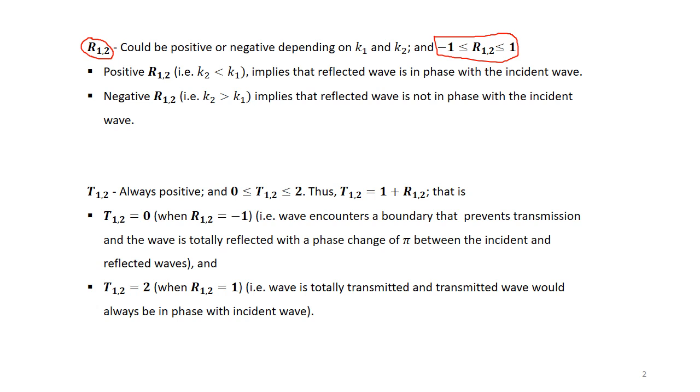So from there, if we go back to the reflection coefficient, when it is positive and you put 1 here where you have R1,2, that means your T1,2 will be 2. And when you have such, that means all the wave is totally transmitted, and the transmitted wave will be in phase with the incident wave.